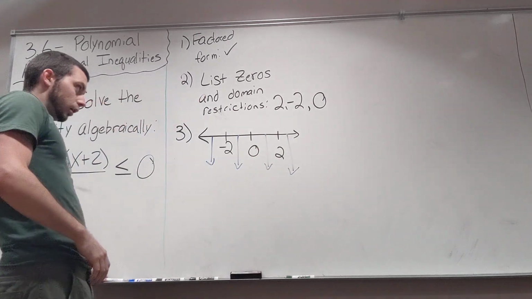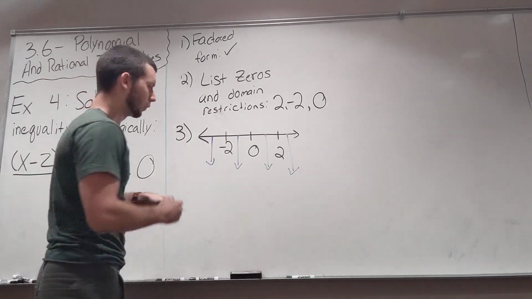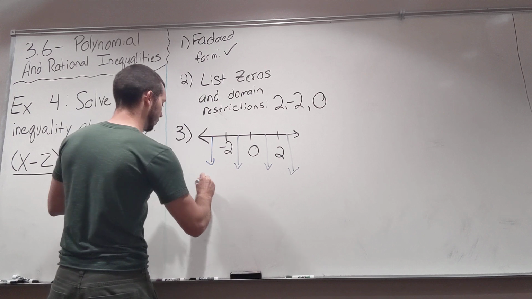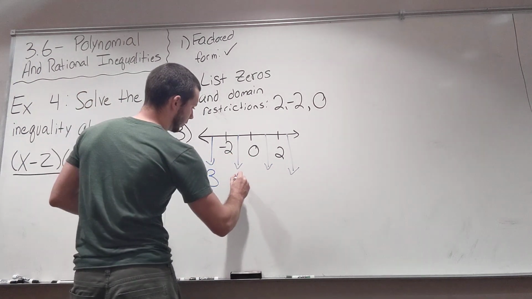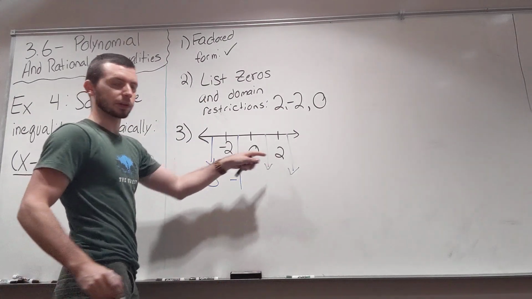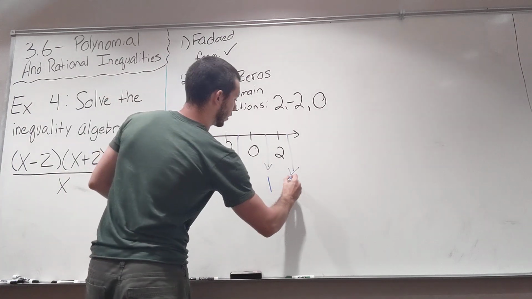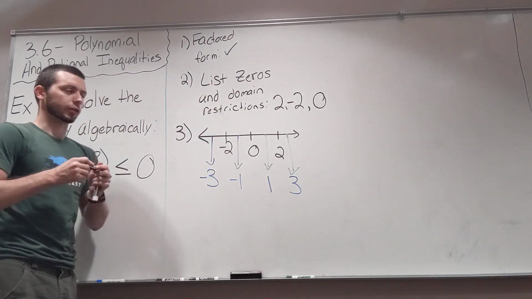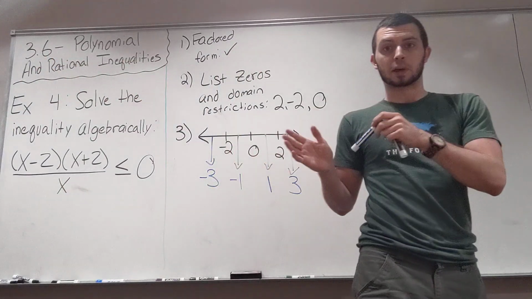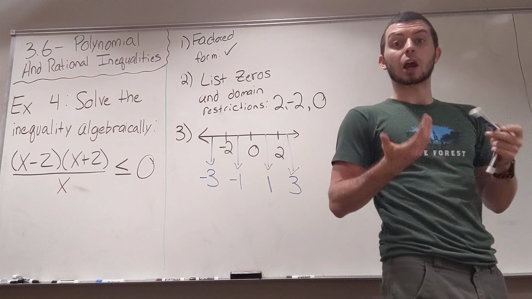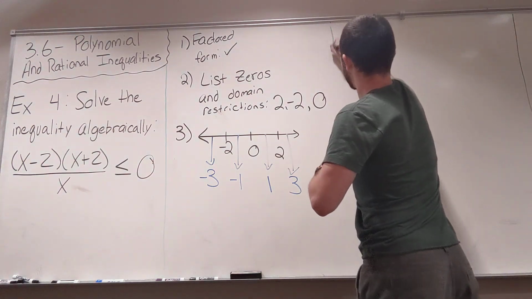And so we ask ourselves, okay, what's a number that's less than -2? Well, we could pick -3. A number in between -2 and 0, -1. A number in between 0 and 2, +1. A number greater than 2, 3. So we have 4 test points, so let's go ahead and, for this method, plug in each one of those and determine the sign of the output. So go ahead and do that now.